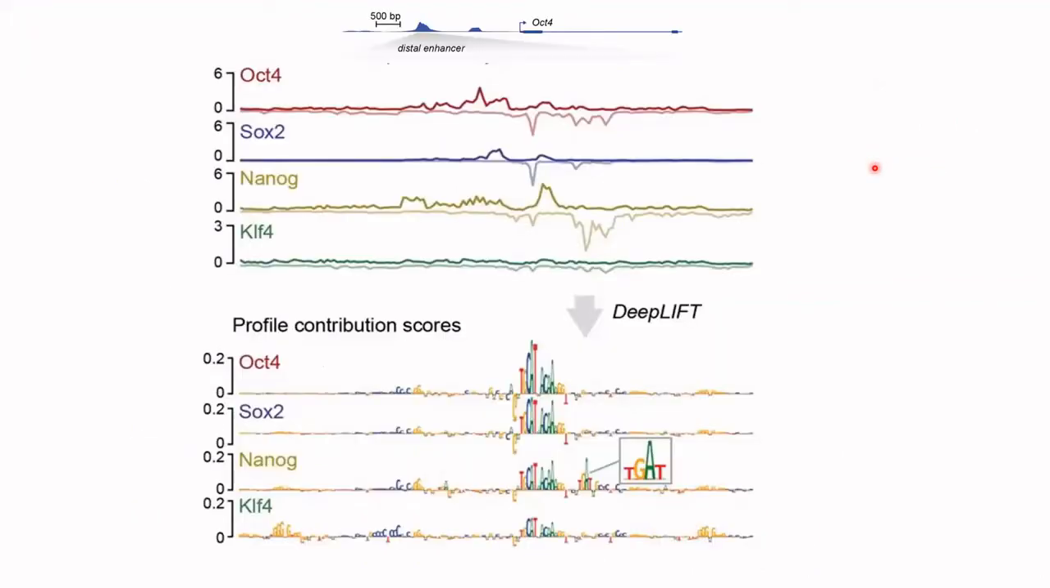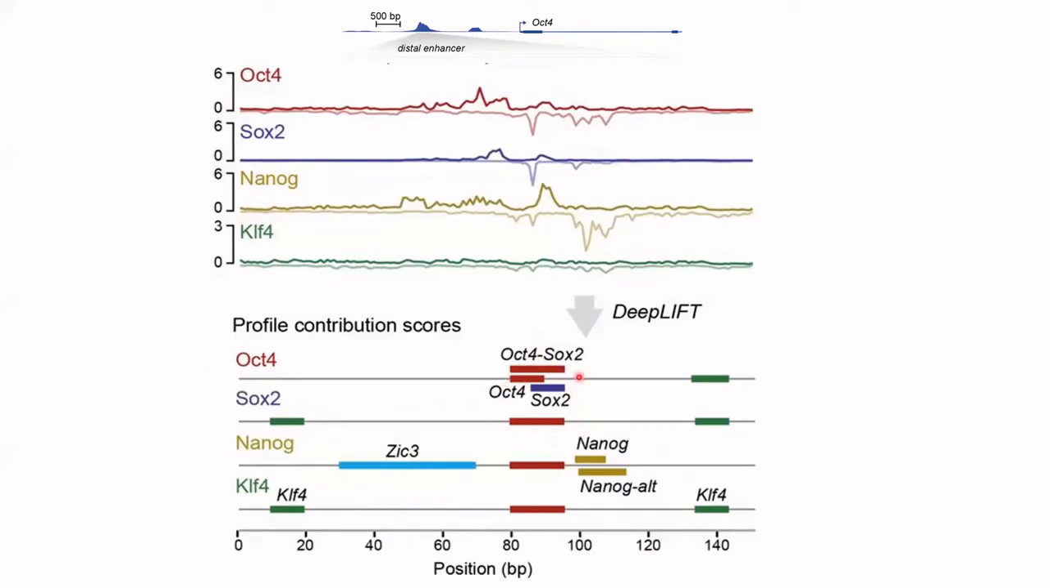So what do these actually look like? We can now take any enhancer in the genome or any regulatory element. In this case, we're looking at the distal enhancer for the Oct4 gene. And we see that there's really nice combinatorial binding of all 4 transcription factors. We can interpret the input sequence with respect to each of these output tasks. And so we get DeepLIFT contribution scores for each nucleotide for all 4 tasks. And we see that we can really map with high precision all the different combinations of motifs that contribute to binding of the 4 factors.